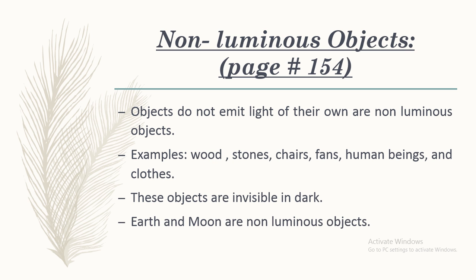Earth and moon are non-luminous objects. They reflect light from the sun. The sun is a luminous object.